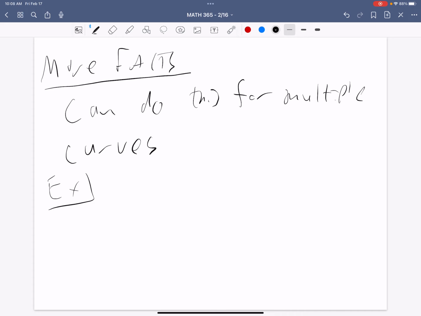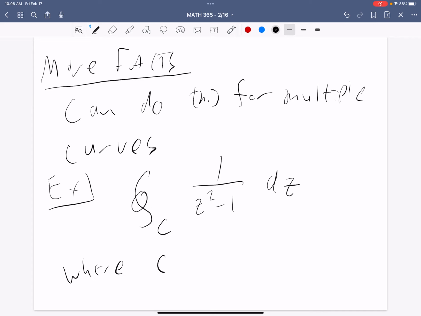So, for example, suppose we would like to compute the following: 1 over z squared minus 1 dz. Ooh, note, 1 over z squared minus 1 has 2 spots where it's not happy, 1 and minus 1. It'd be awful if C enclosed both of those. Oh, aren't I a jerk? Okay. So, what do we do here now?